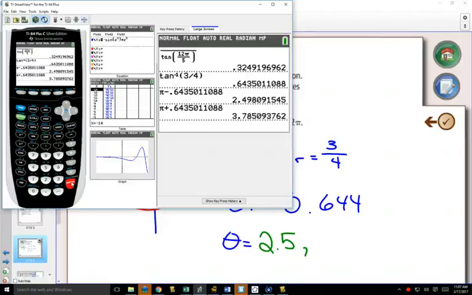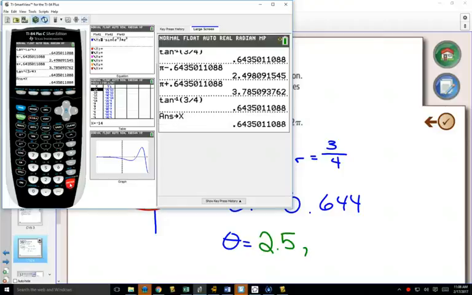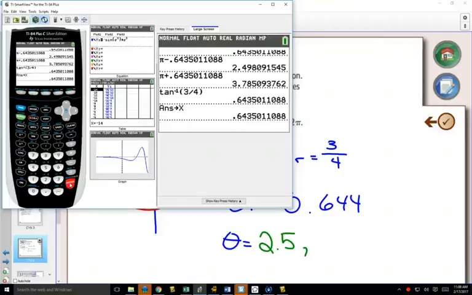Some of you might not have that ability because you have an older calculator. If you had an older calculator, what you can do is when you have calculated this reference angle for the first time, above your on button is a store button. And if you store it as x, that allows you to keep that value in x for as long as you want, until you store something else in x. It won't affect your graphing. You don't have to delete it. It just temporarily stores it as x.